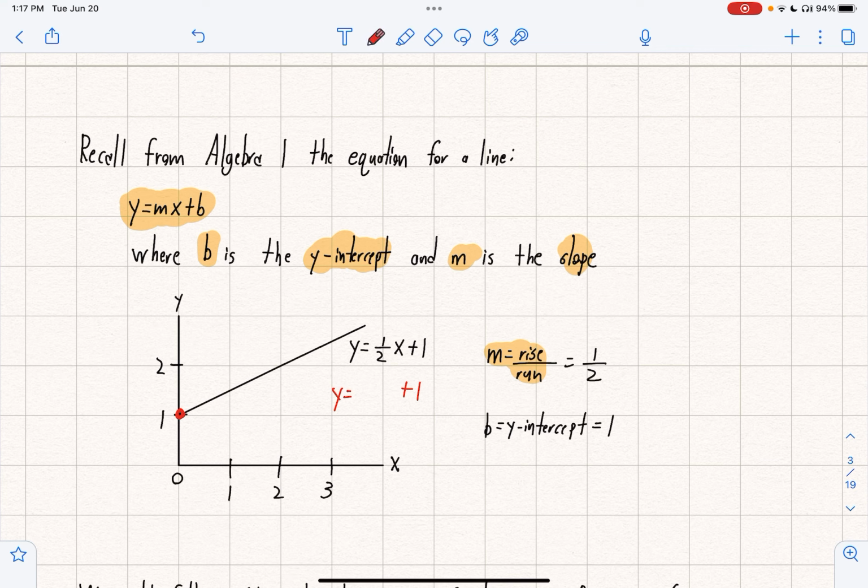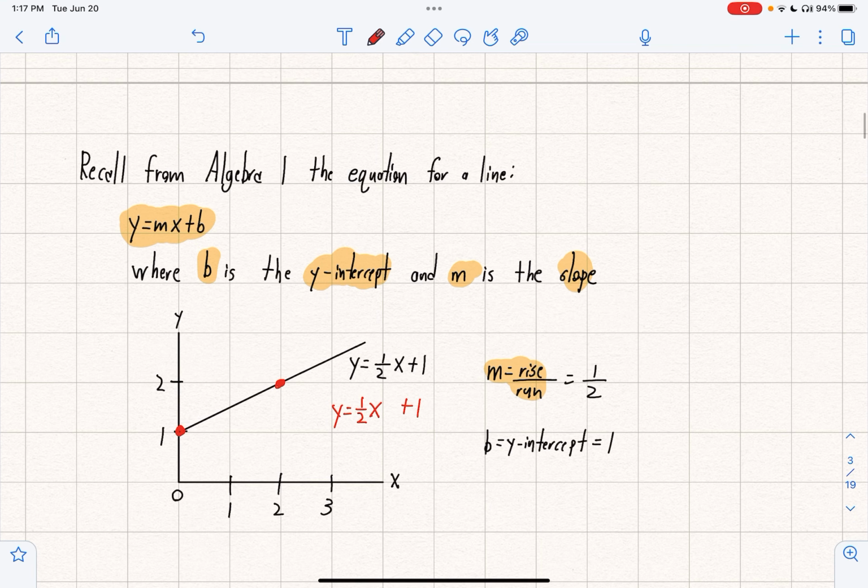So to go from (0, 1) up to (2, 2), let's do rise over run. How far did we rise? Well, we only rose by 1, right? We increased by 1, but to do that, we went over 2. So that's why I have 1 for rise, because we increased by 1 value, and we went over 2, which is why run is equal to 2. So when we look at the equation for this line, we have y is equal to 1/2 x plus 1. So we're going to take this idea and carry that forward into regression for the equation for a line.